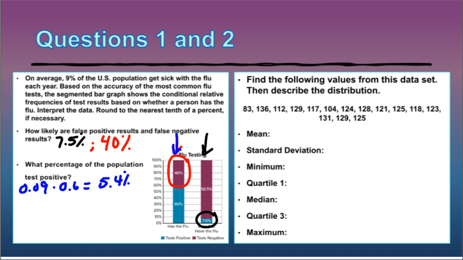Now those who tested positive but do not have it, I'm going to have to use this bar. And since the blue was 9%, if this is 9% of the population, that means this one has to be 91% because the two bars combined have to add up to 100. So I'm going to take 0.91 times the 7.5% who test positive, so that's 0.075. And when I multiply those together, I get 6.8%. And then I just add my answers, and I get 12.2%.